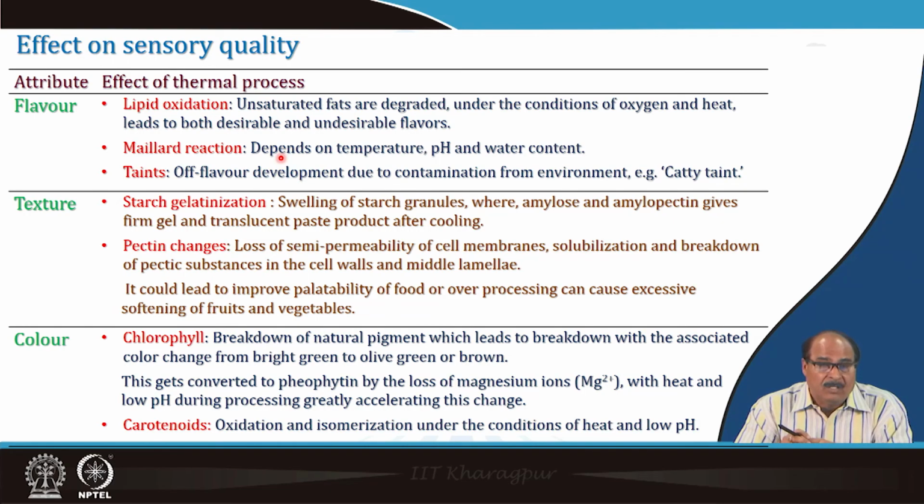the fruits and vegetables. Similarly, color, like chlorophyll, there may be breakdown of natural pigments, particularly in the case of vegetables, etc. There may be browning or other associated changes due to the structural change in the chlorophyll. That is, the magnesium from the chlorophyll is removed, which gives the phytins, etc., and this causes the green color to change to brown or dark brown color. Carotenoids may be oxidized, with oxidation and isomerization under the conditions of heat and low pH, and this may also influence the changes in the color.